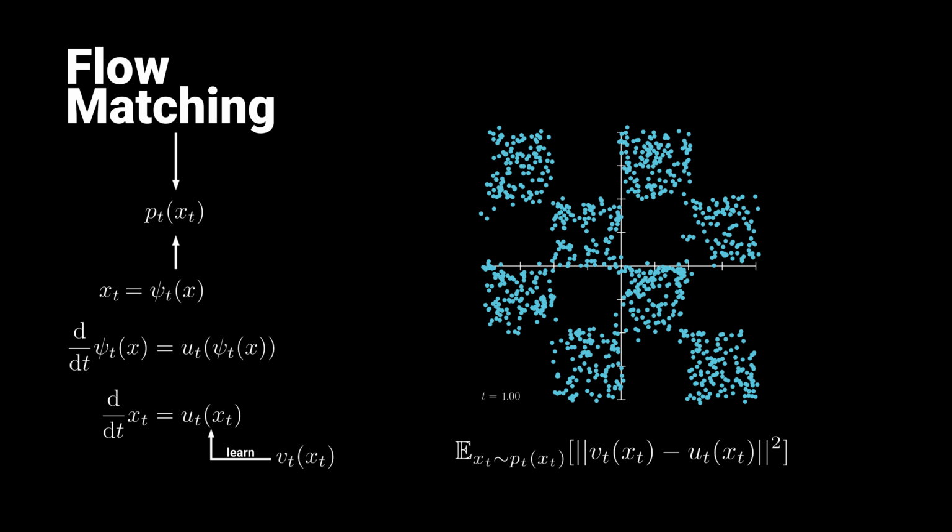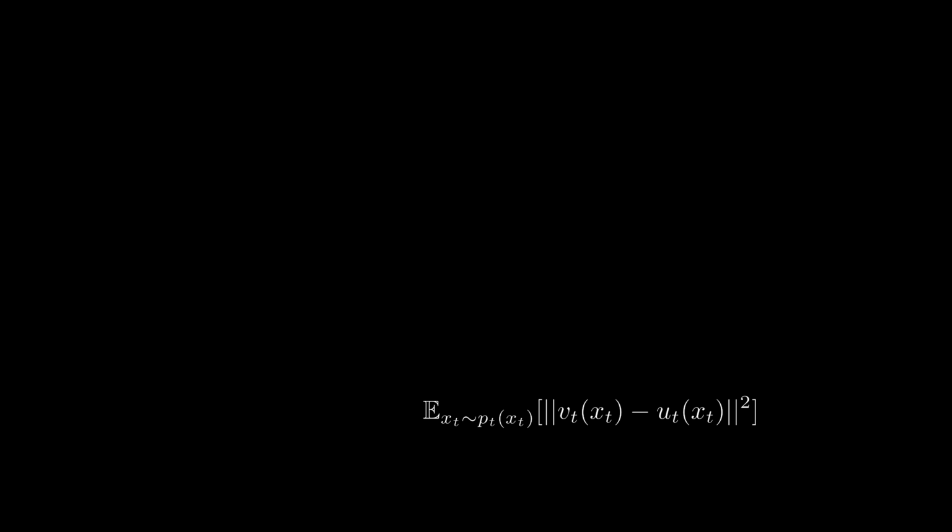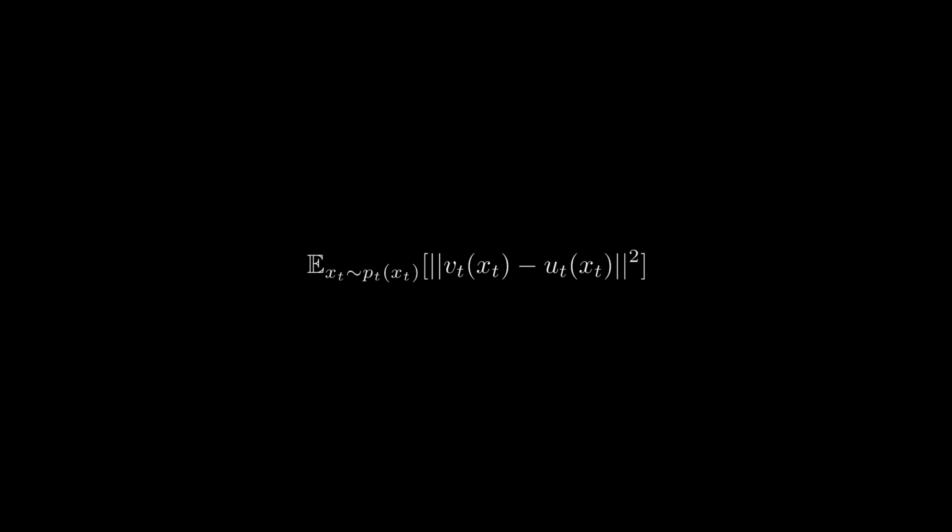As we have just said, we don't have access to pt of xt, and we also don't have access to psi t of x, and therefore also not to ut of xt. But to be able to train, we need a way to construct pt of xt, and also need a way to get the vectors from ut of xt. And the approach to achieve that is basically the same as what we ended up doing in the score matching video. To get there, let's start rewriting this objective until we have something that we can actually train with.